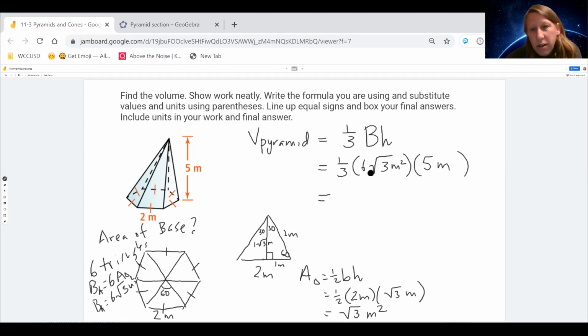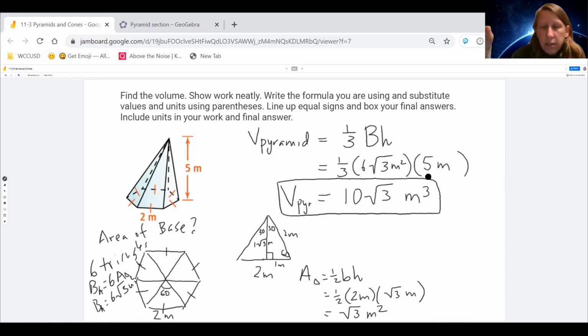What's a third of 6? 2. And 2 times 5 is 10. So this is going to be 10 square root 3 meters cubed. That was fun. This is the volume. Volume of the hexagonal oblique pyramid is 10 square root of 3. Again, we put our regular numbers in front, then our irrational numbers, and then our units. That's the best way to write the answer. If you were actually building something or making something and you needed to know how much material you needed, you could plug that into a calculator and write the decimal.